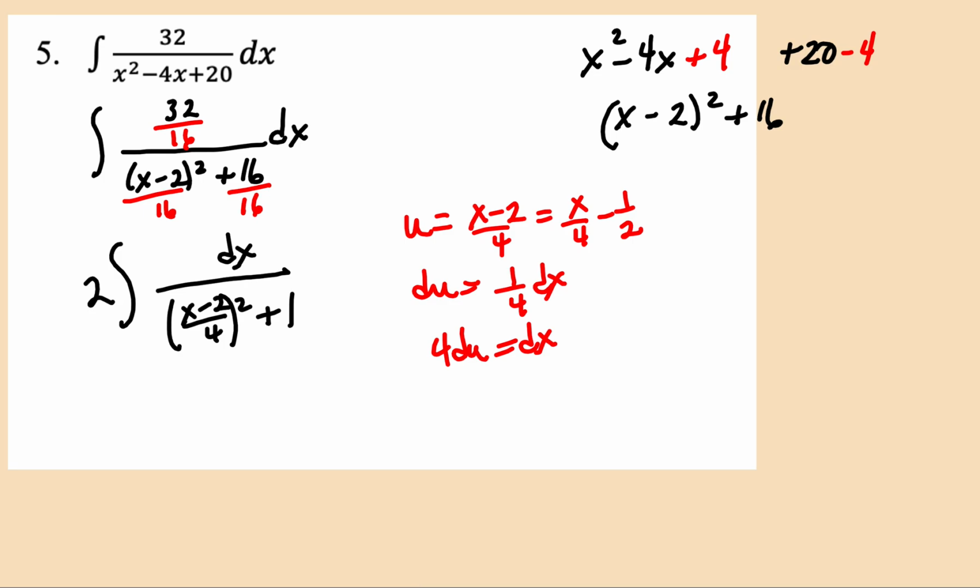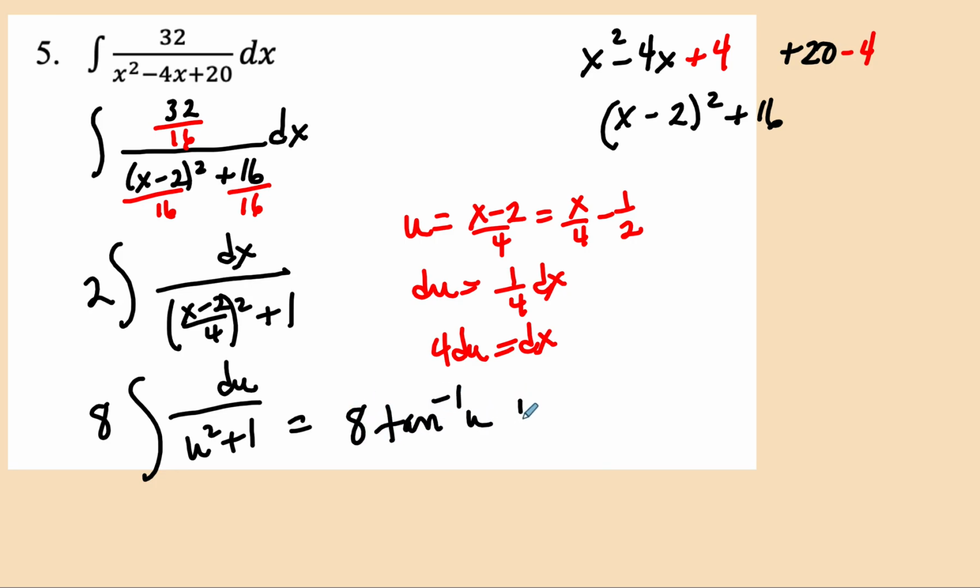All right, let me go ahead and substitute. So this will be 2 times the integral of 4 du over u squared plus 1. And I'm going to bring that 4 over to the other side. And when I do that, it'll now be 8. Okay, so now this will be 8 tan inverse of u plus c. And then I substitute for my u, and my u is x minus 2 over 4, plus c.